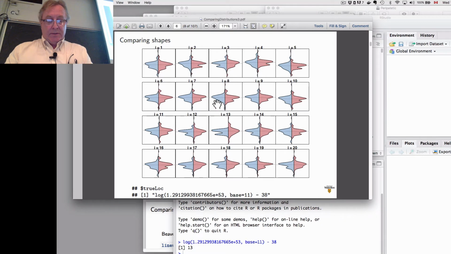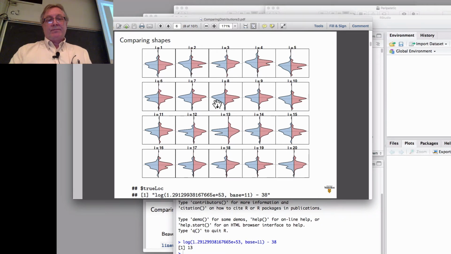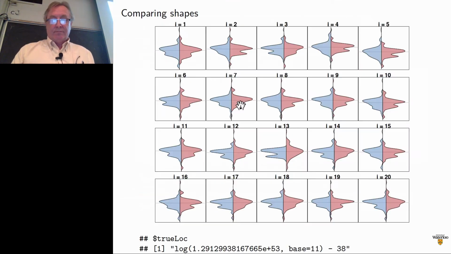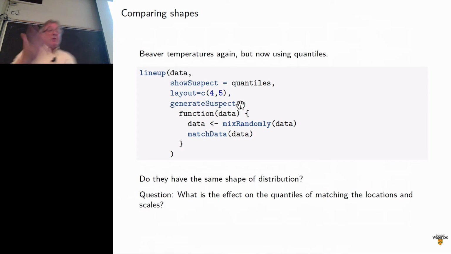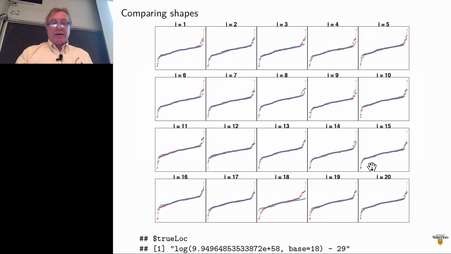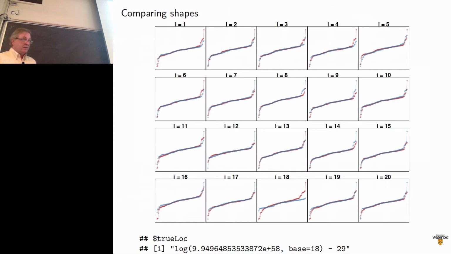So let me get back here. All right, so we could do the same again with quantiles. So if we look at quantiles, it's exactly as before. I'm going to mix the data and then match the data, and use quantiles instead of back-to-back. And now, which of these is least like the others? So they should lie on top of each other if they're identical, the blue and the pink.